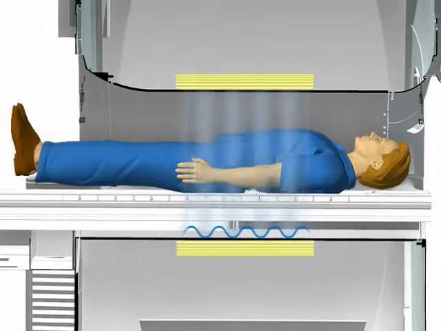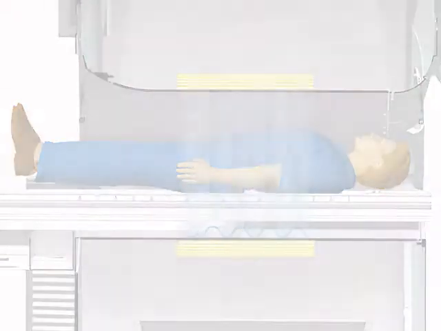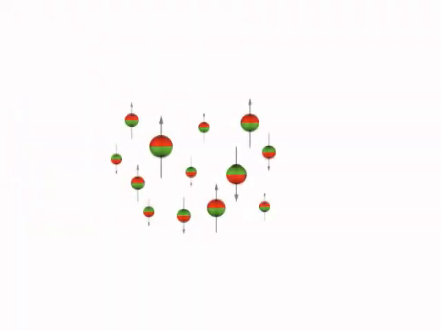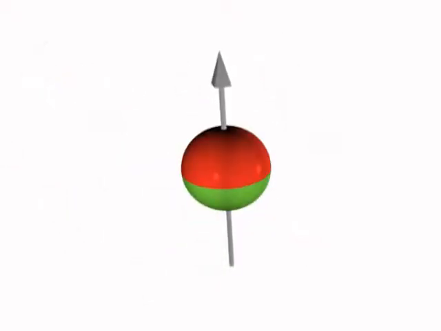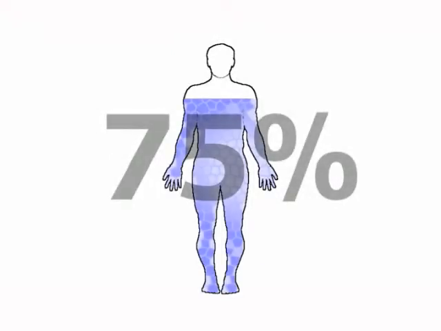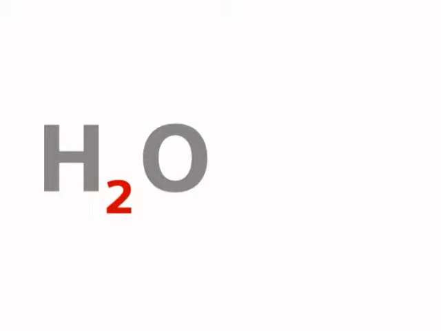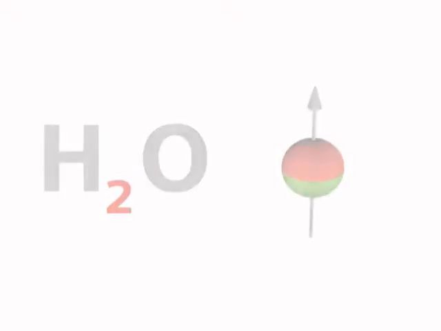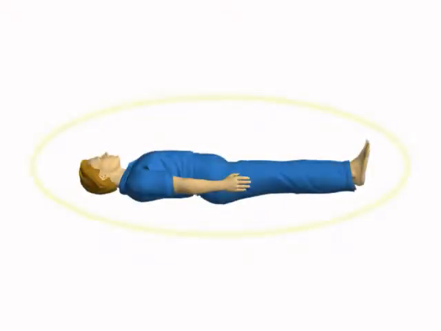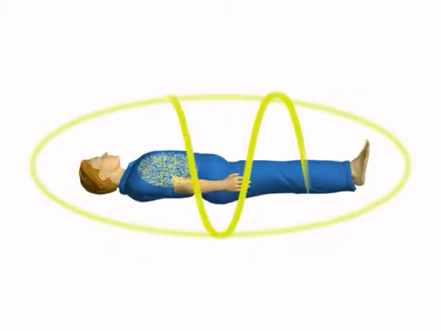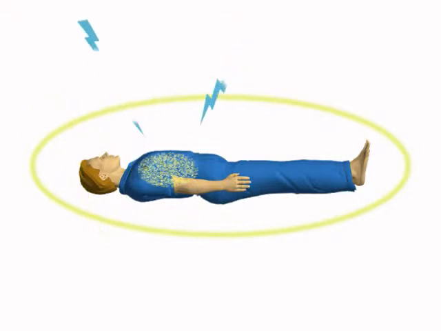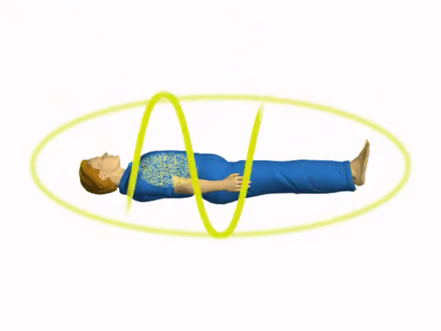MRI uses a magnetic field to orient the position of certain nuclei in the body. The primary nuclei used for MRI imaging is in the hydrogen atom, called a proton. As you know, the body is made up of approximately 75% water. Water is 2 parts hydrogen, making the nucleus of the hydrogen atom, the proton, the most abundant in the human body. A radio wave is then used to excite the proton, which resonate and emit varying signals, which are received, digitized, and displayed as images.